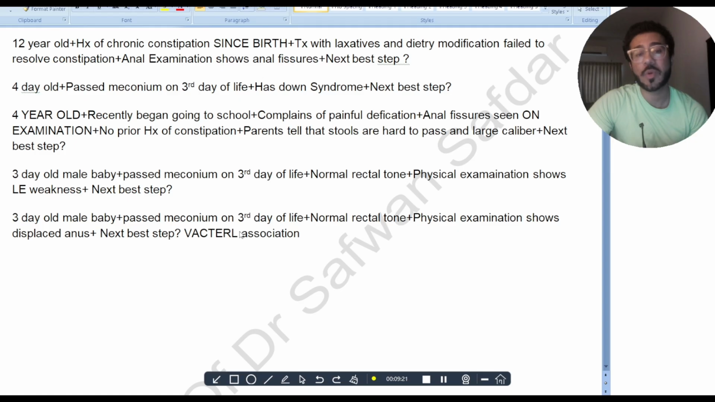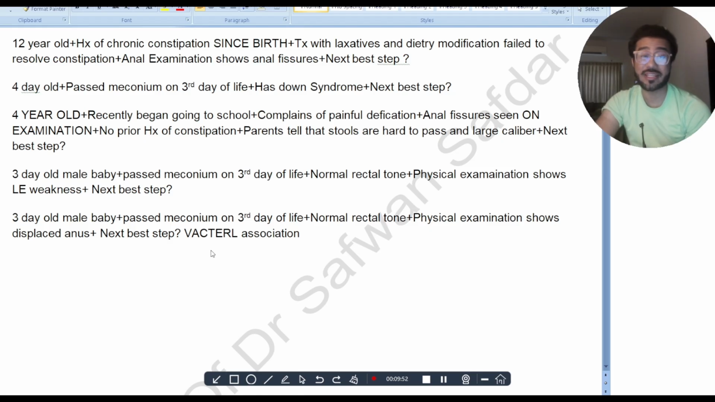3-day-old male baby passed meconium on the third day of life. Normal rectal tone, no Hirschsprung disease. We rule out the Hirschsprung disease because the rectal tone is normal. Physical examination shows a displaced anus. Next best step. So what does a displaced anus represent? The displaced anus represents anorectal anomalies. Either the rectum ends in a blind pouch, or it is not connected with the anus, and other malformations as well.